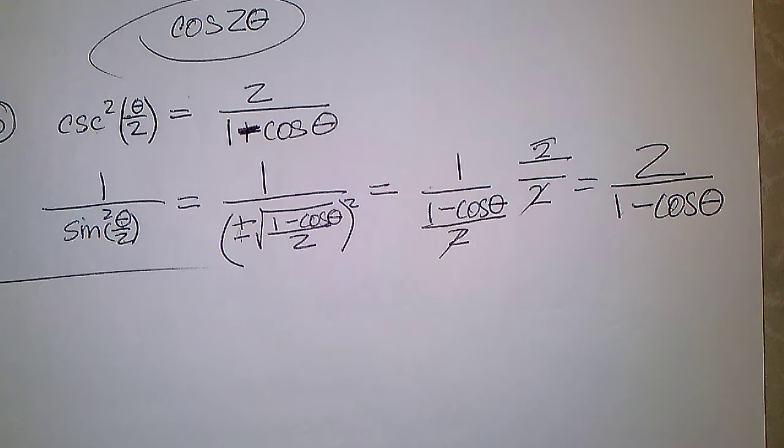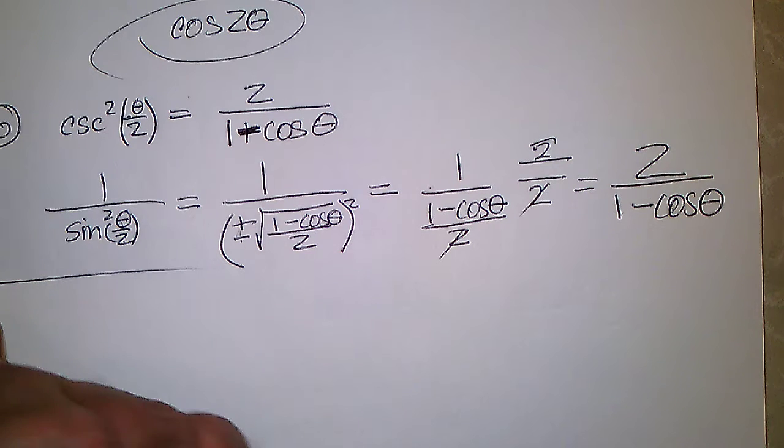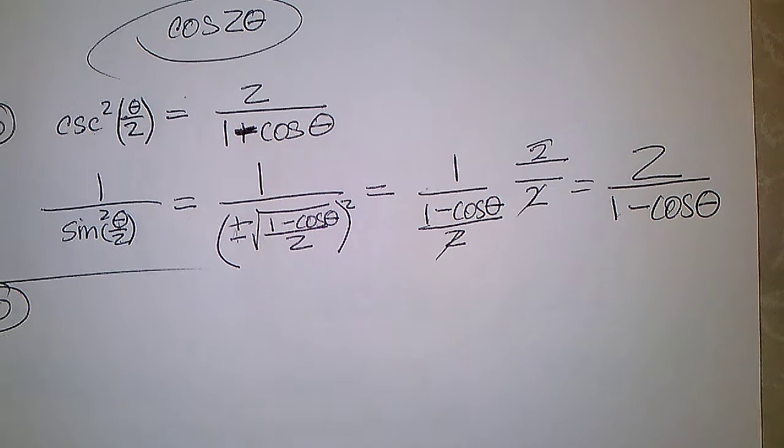Next one is 70. 70 says, oh, I'm not sure I want to do that one. I didn't mean to assign that, and I don't want to do that one.